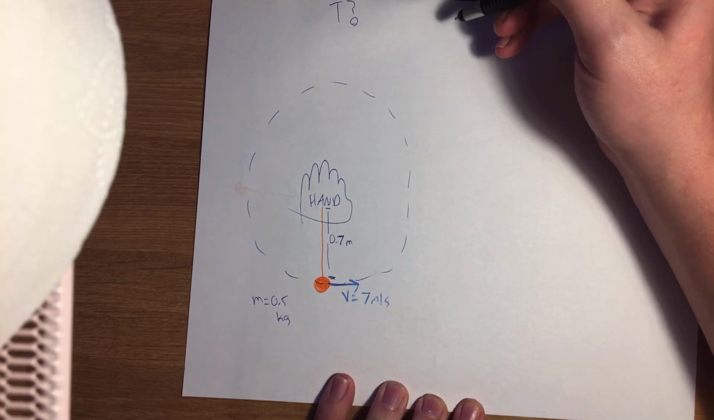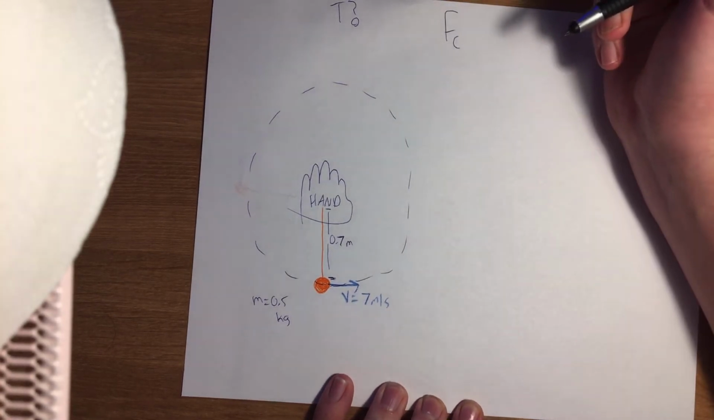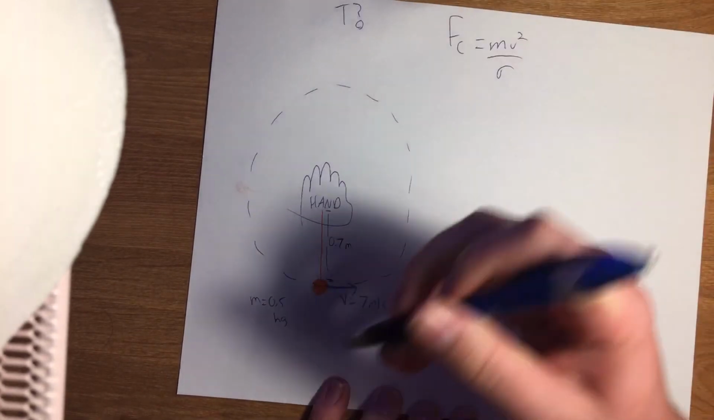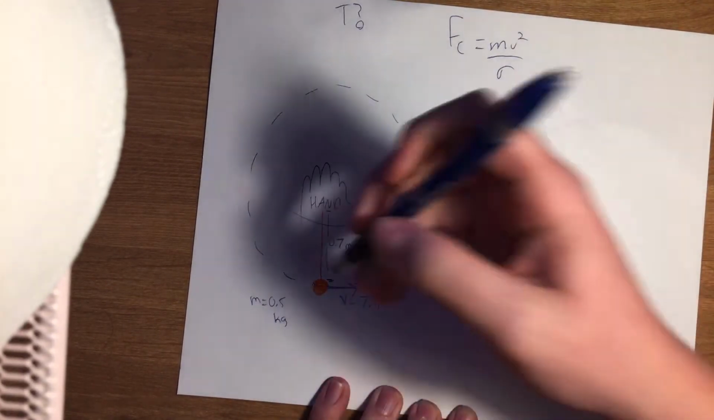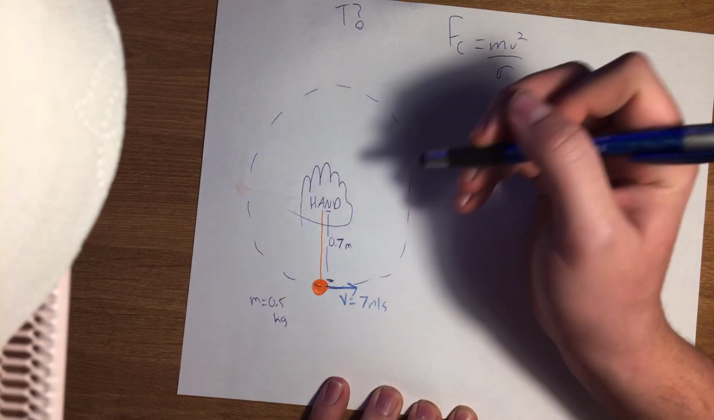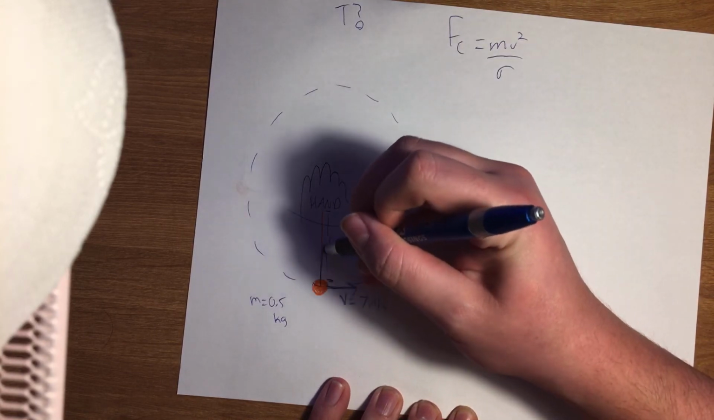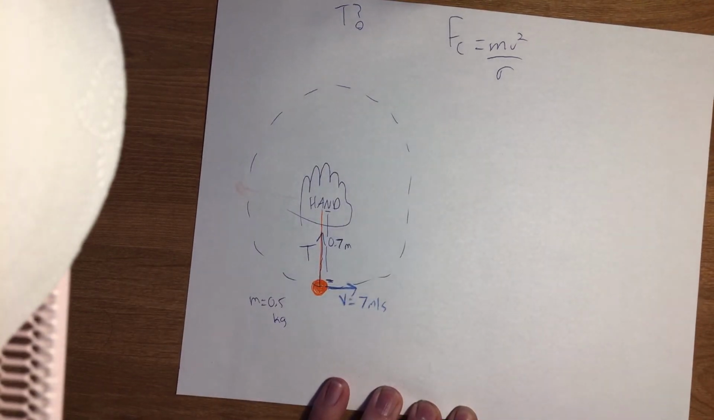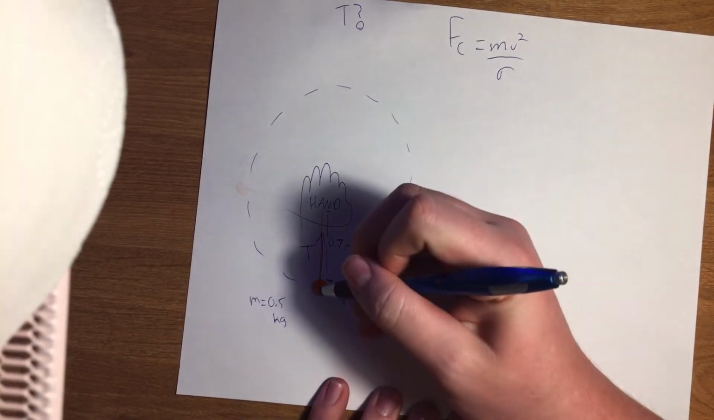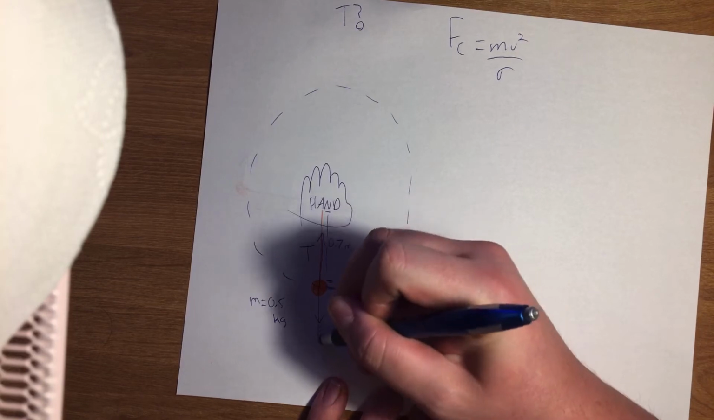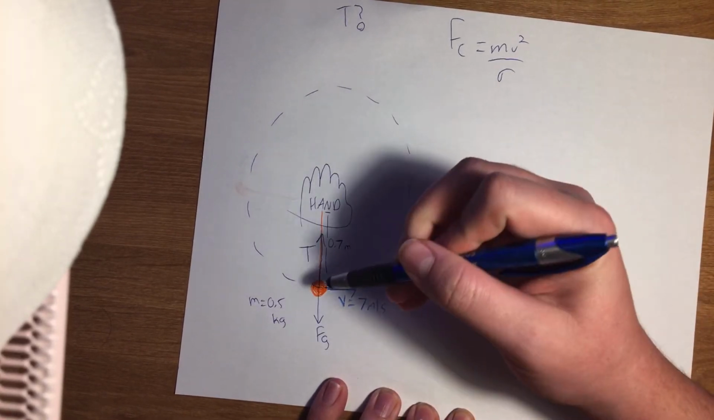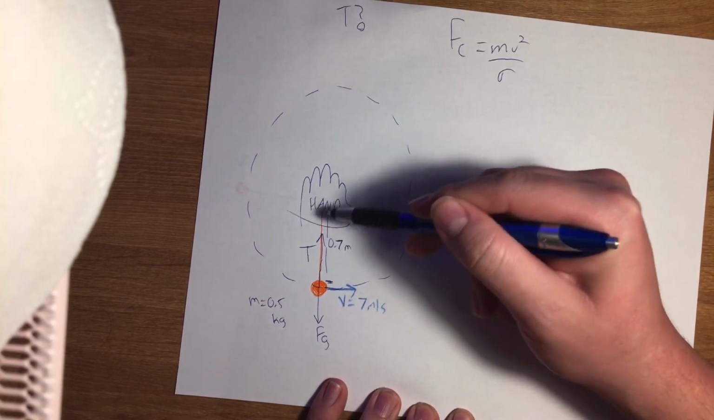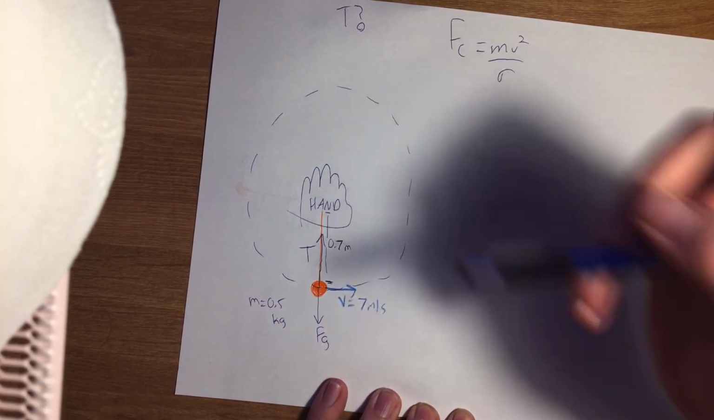So let's set up our equation. Force centripetal equals mv squared over r. And let's get our forces in here. So we have tension pulling up towards the center of the circle. So here's force tension, T for tension. And we have gravity pulling down. Here's force gravity, and just like before, force gravity is smaller than force tension because we are accelerating towards the center of the circle. So this tension has to be larger.